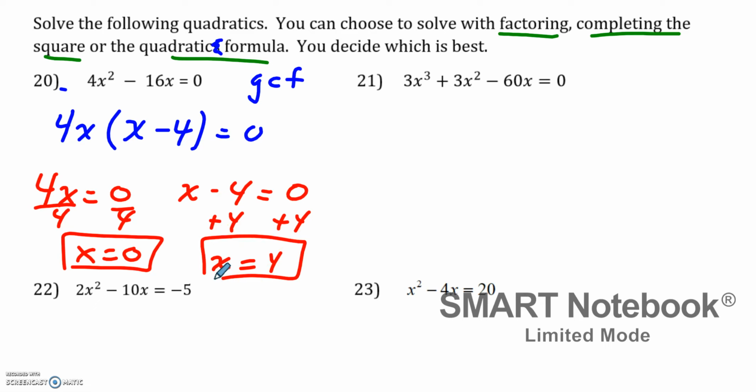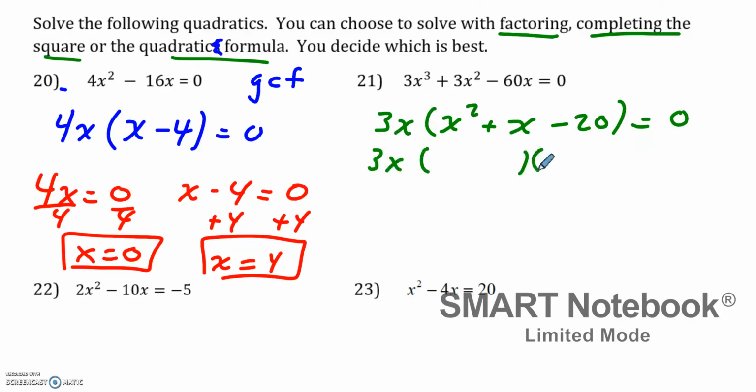Number 21. Again, first thing I'm going to try is factoring. I look at all of my terms, and just like number 20, it's equal to 0, which is promising for factoring. I notice I do have a greatest common factor of 3 and x. So if I take that out of all three, I'd be left with x squared plus x, or 1x, minus 20 equals 0. I do have an x squared left over, so let's see if I can continue factoring into two parentheses. So again, we're thinking what multiplies to be negative 20 and adds to be 1.